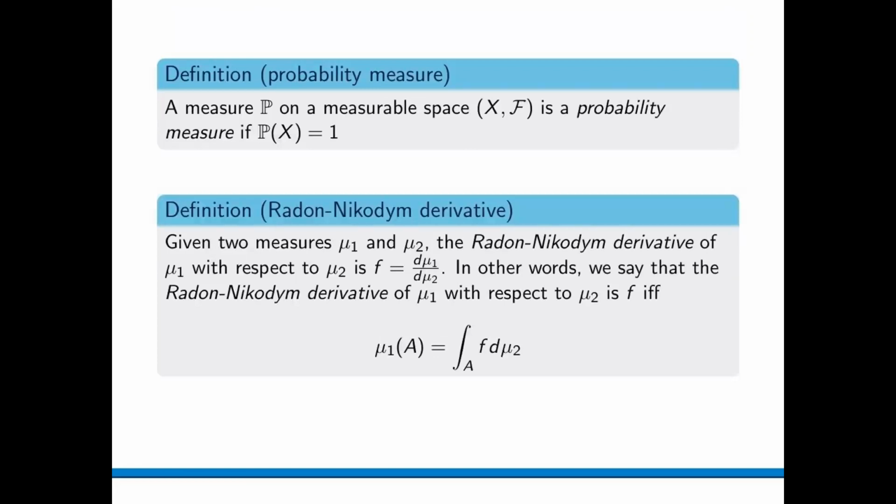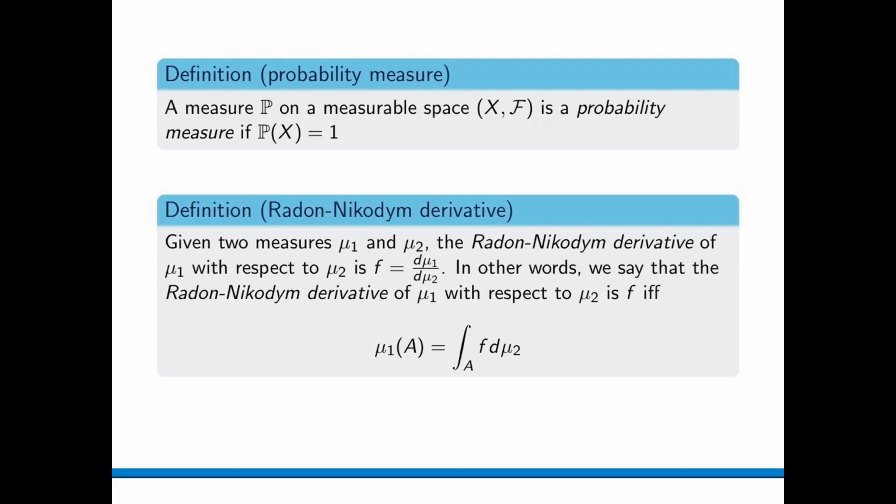Okay, and here's the probability measure. A probability measure is a special family of measures. First, it should be a measure, right? And if it's a measure that also satisfies the condition that the measure of the universal set equals 1, then we call it a probability measure.